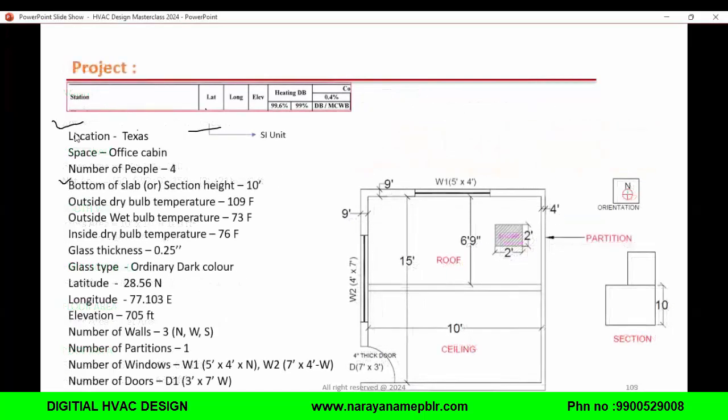Moving on, as I told, the project: location, space, number of people, height, latitude, longitude, temperature requirement, you can check accordingly. What type of glass, thickness 0.25. Already we got the U value, glass type, latitude, longitude, elevation, number of walls. This may change from project to project.